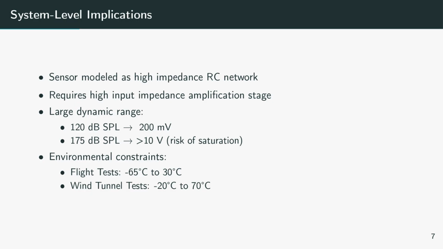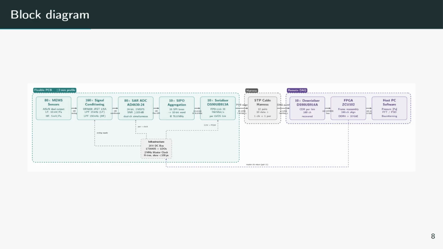At around 120 dB SPL, the output signal is in the order of 200 millivolts. However, at extreme conditions such as 175 dB SPL, the output can exceed 10 volts, which introduces a risk of saturation if the system is not properly designed. In addition, the system must operate under strict environmental constraints. Flight tests require operation down to minus 65 degrees Celsius, while wind tunnel tests can reach up to 70 degrees Celsius. These conditions affect both the sensor and the electronics and must be taken into account in the design.